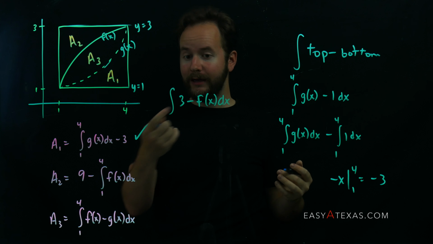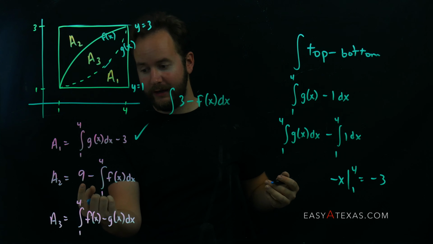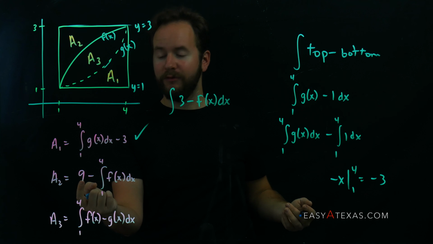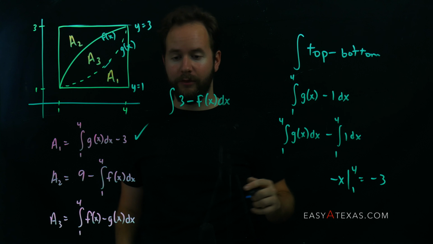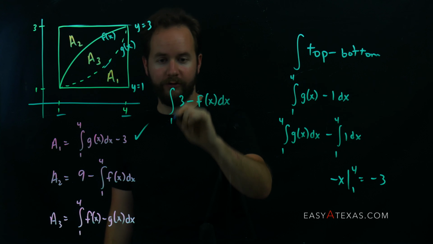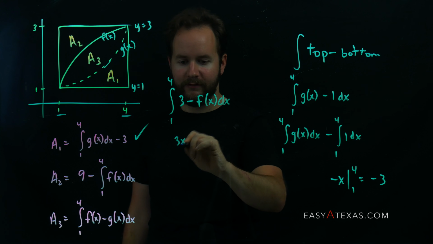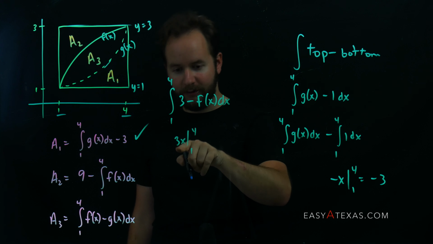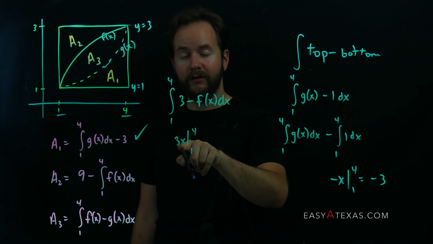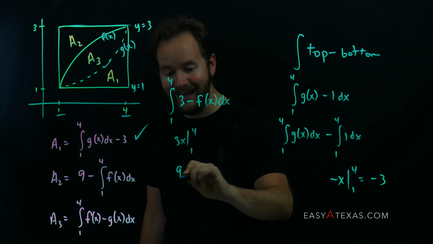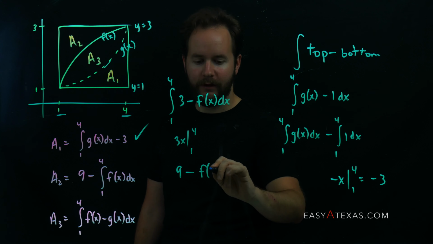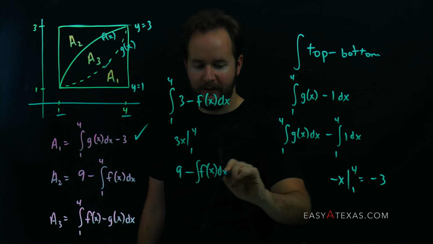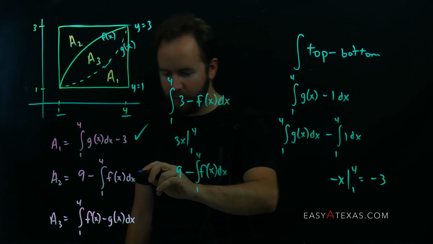Once again, this might not look like the answer because there's a 3 here and there's a 9 here, but you have to remember this 9 was produced as a result of integrating that 3, again over the bounds from 1 to 4. Integrating 3 gives me 3x. Plug in 4, plug in 1, find the difference. 3 times 4 is 12. 3 times 1 is 3. 12 minus 3 is indeed 9. So I get 9 minus the integral of f of x evaluated from 1 to 4. So this is also true.